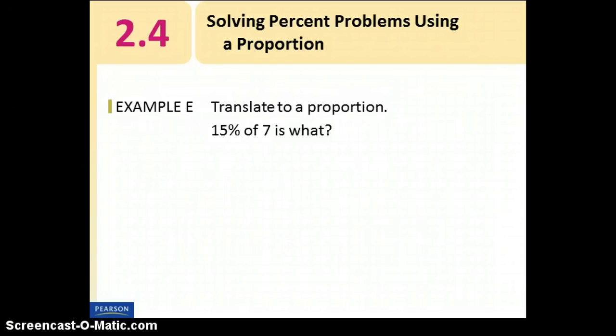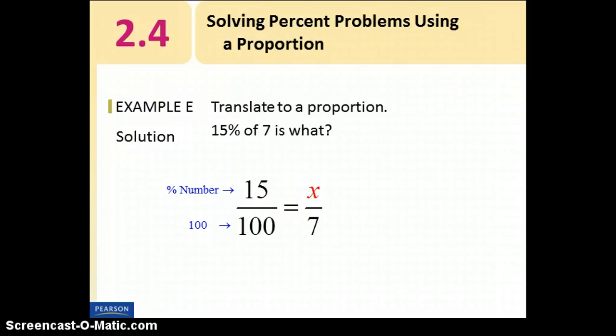Let's look at a few examples. For this first one, we want to answer the percent question. 15% of 7 is what? For this one, we're only going to translate the question into proportion, which we do by putting the percent number on top over 100. Then notice that the 7 follows the word of in the percent question, which means it is the base and goes on the bottom. The only thing left is the amount, which is what we're trying to find. So we put a variable on the top.